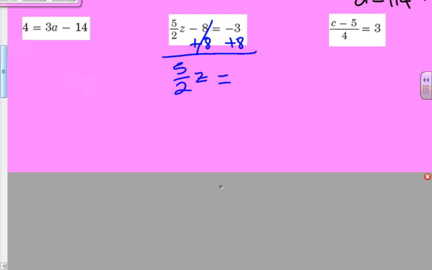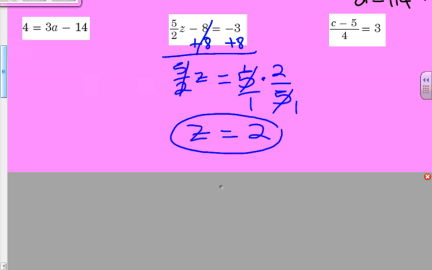Now I'm going to work out my integer problem. -3 plus 8 is +5. Now when you have a fraction that's being multiplied with a variable, the opposite is to divide, but when we divide fractions, we flip them and multiply. And when you multiply with a whole number, you put your whole number over 1. Look to see if you can cross simplify first, and I can. My 5's cancel out to 1's. Now I multiply straight across. I'm left with z equals 2, or 2 over 1, but you don't need to write the over 1. It's just 2.